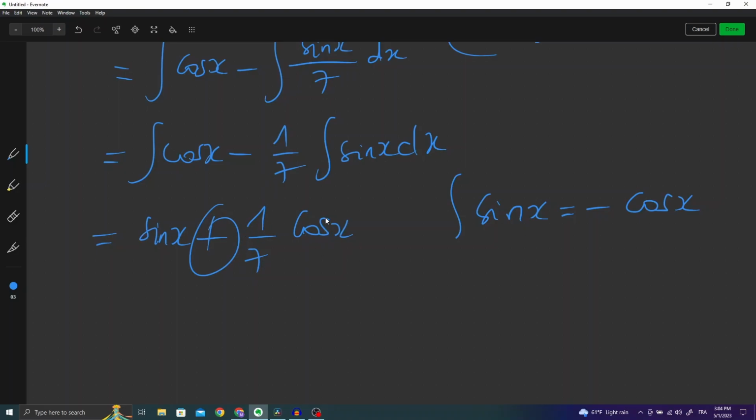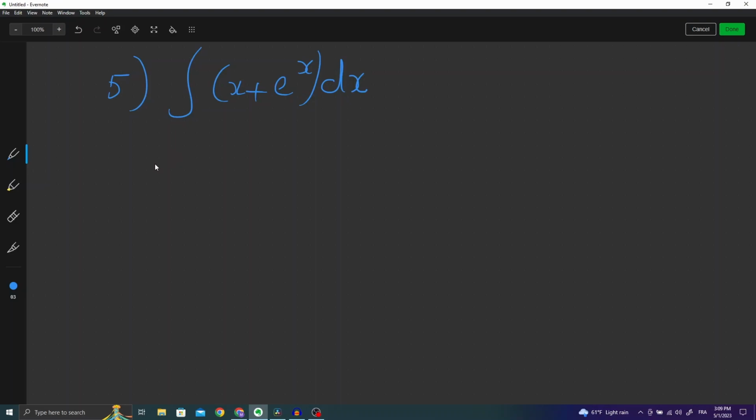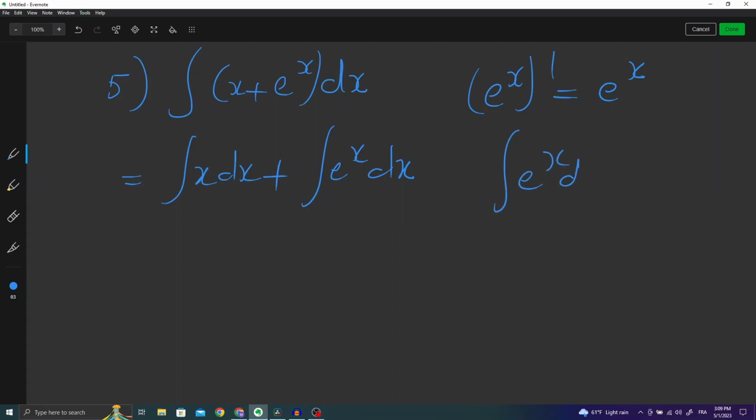For the last integral, it is very simple. We do the same thing as before, linearity, plus the integral of exponential x dx. Remember that the derivative of e to the power of x is e to the power of x. Therefore, the integral of e to the x dx is e to the x. Very simple. And this is x to the power of 2 over 2 plus e to the power of x plus a constant. That's it.